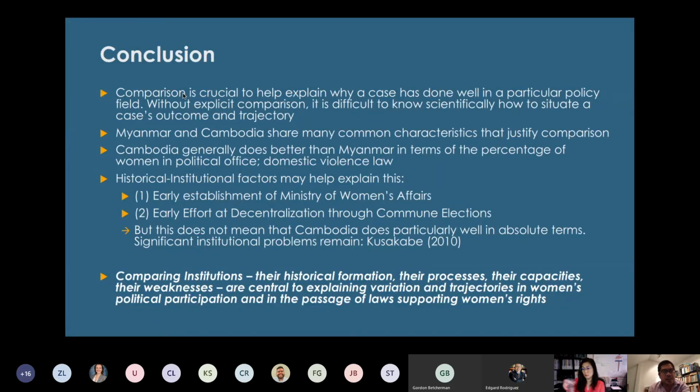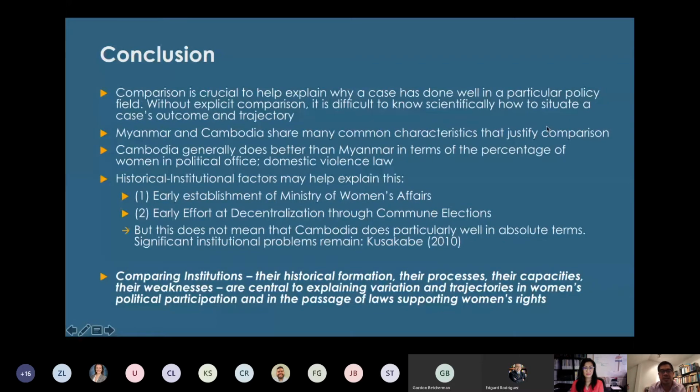I've sought to explain this through a historical institutionalist argument based on the early establishment of the Ministry of Women's Affairs and the early effort at decentralization through commune elections. I want to caution, however, that this doesn't mean that Cambodia does particularly well in absolute terms.